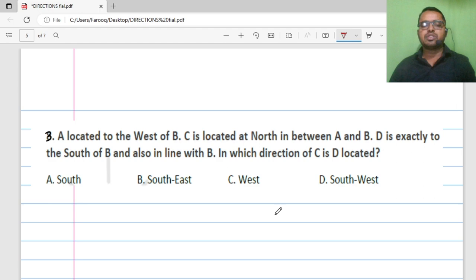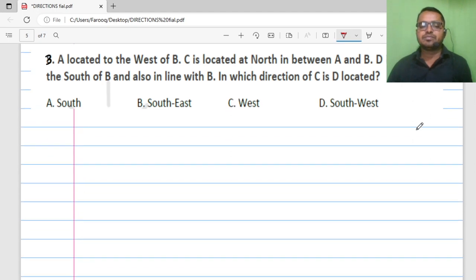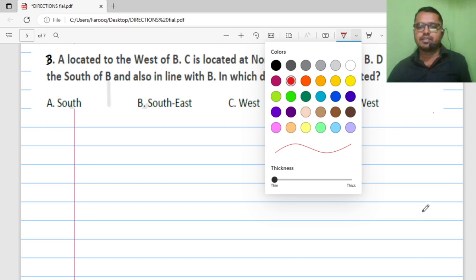A is located to the west of B and C is located at the north in between A and B. D is exactly to the south of B and also in line with B. In which direction of C is D located? Yes. See here.